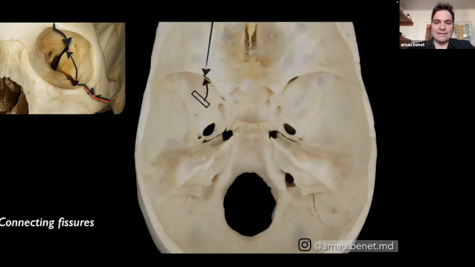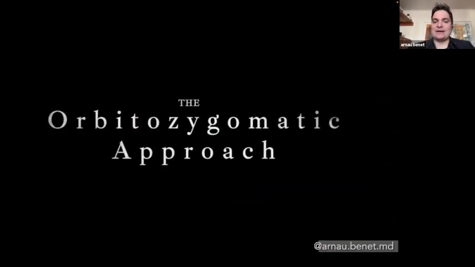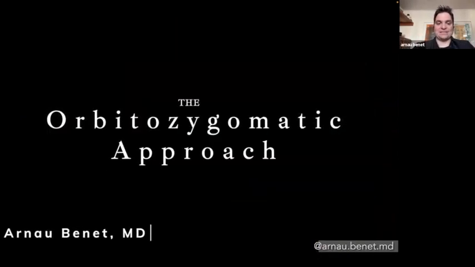And the final one is difficult to see. We'll see it very clearly in the surgical simulation video. But basically the square is the inferior orbital fissure outside of the cranium. We'll basically do a connecting cut, and then everything comes out. Let's see all this together in this video.